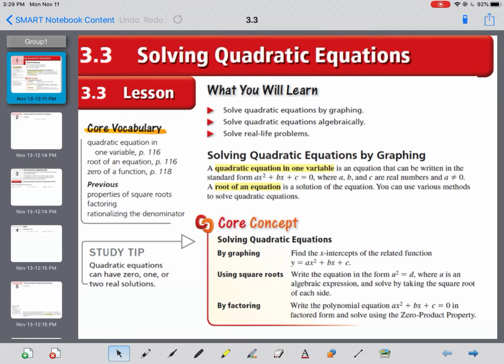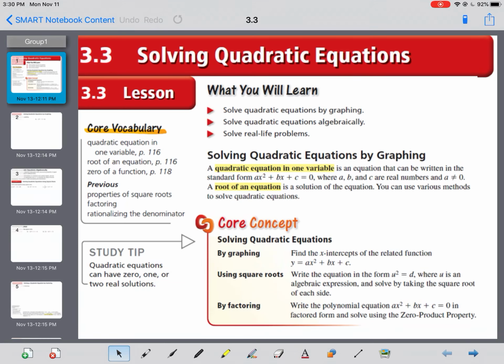Solving quadratic equations by graphing. Quadratic equation in one variable. Now it needs to be x only. We're going to replace the y part of it. Okay, xy is how it graphs. We're going to replace y with something important. That's going to help us know what the answer is. So anything that can be written in the standard form ax squared plus bx plus c equals 0. Typically y equals that, that's standard form, but we're going to replace y with 0 every time. And that's important. Okay, because what we're working for is a root of the equation.